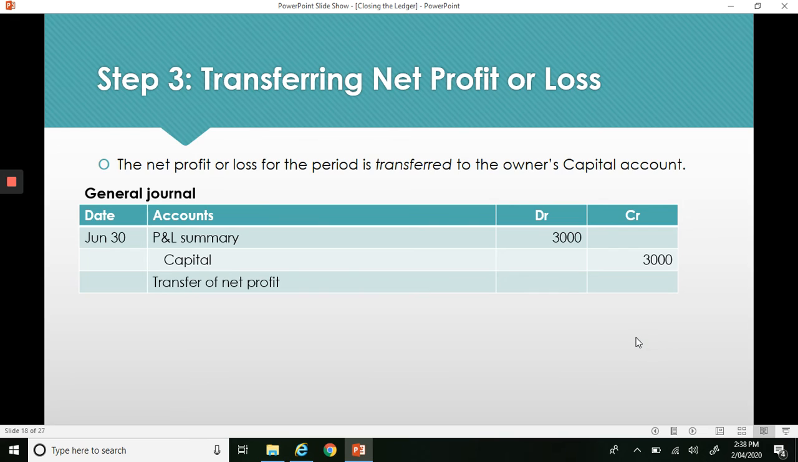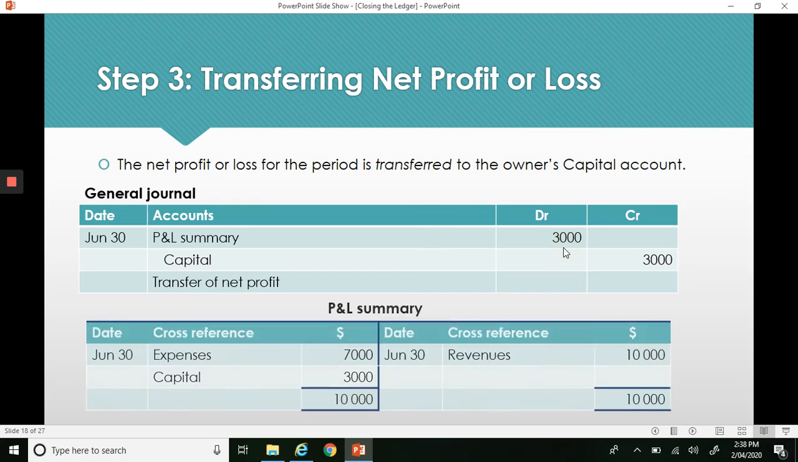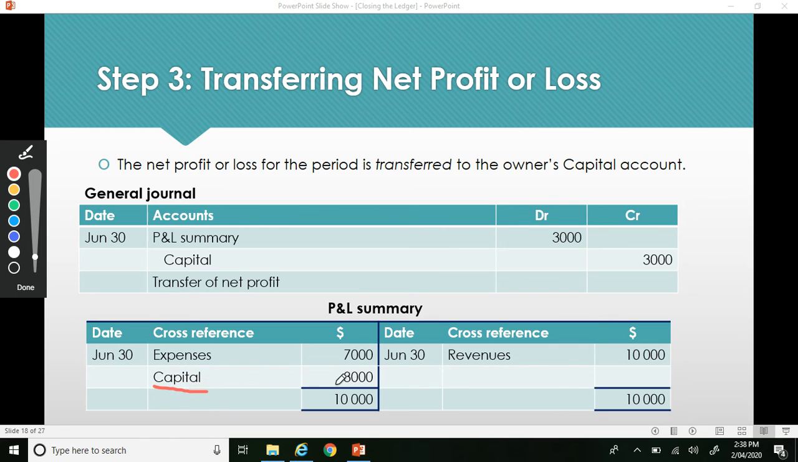So here is an example of a general journal entry. There's that 3,000. You will debit the profit and loss summary account, right? Because here was the 10,000 and the 7,000, and so the difference is 3,000. And so that goes to capital. So note that this account now is closed. Both sides are equal. The balance goes to the capital account, right? $3,000 is the profit because revenues were greater than expenses.